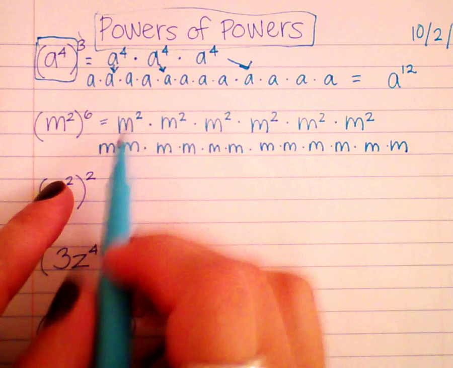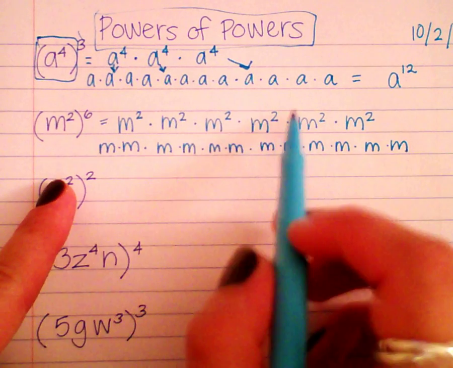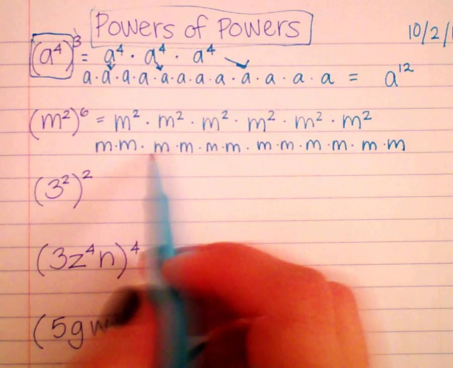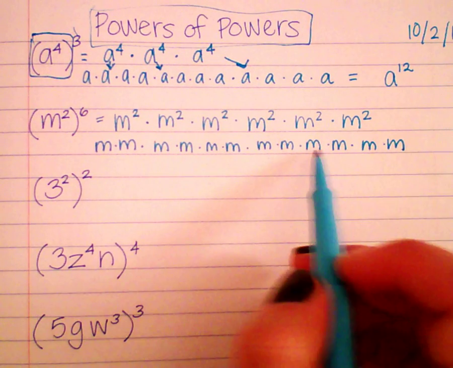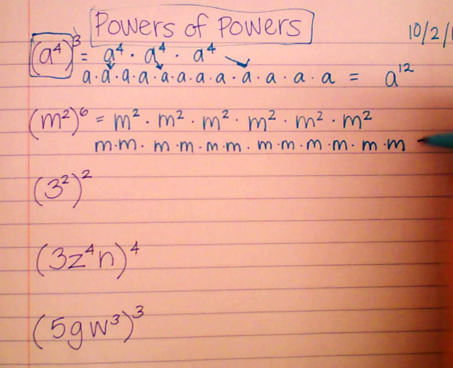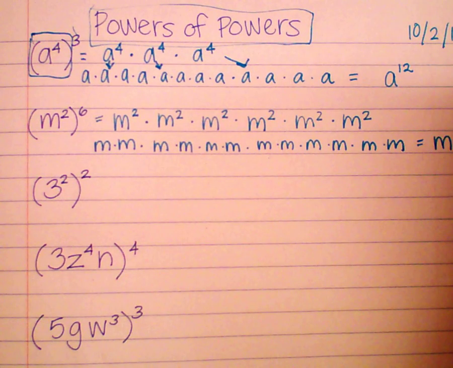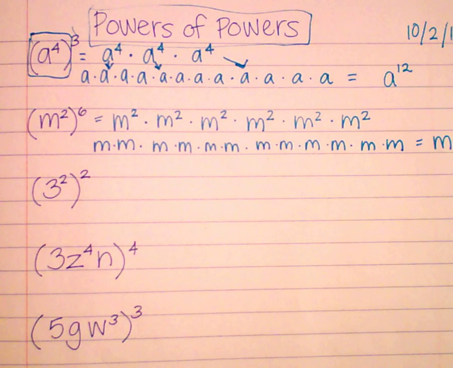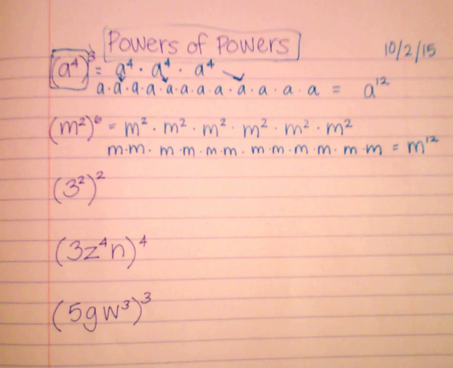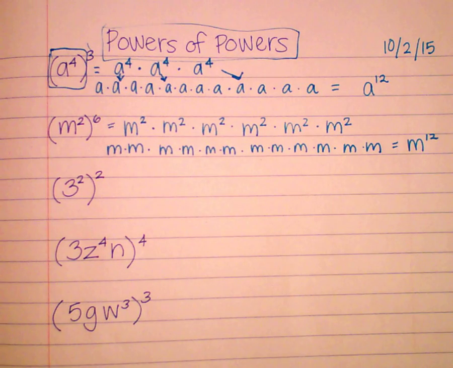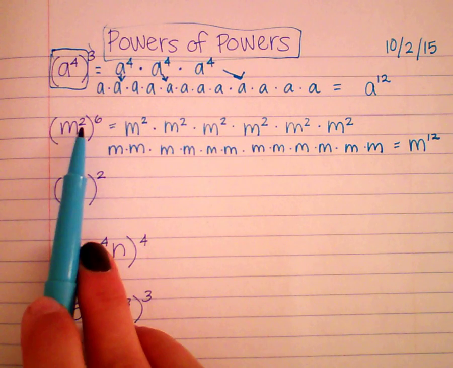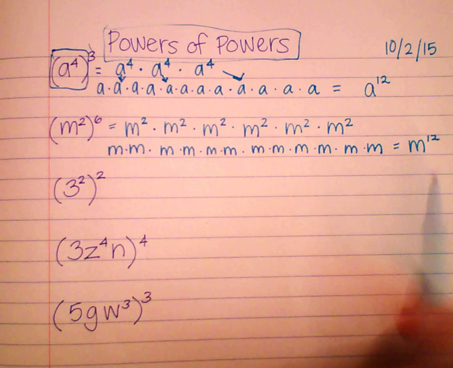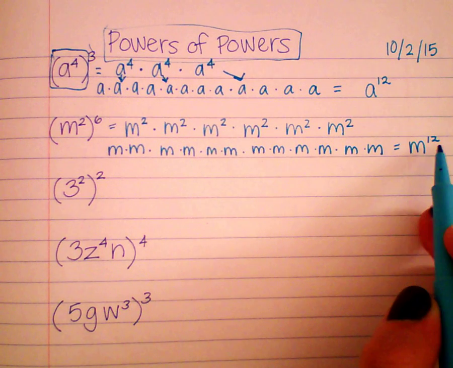Okay, so 1, 2, 3, 4, 5, 6. Okay. 1, 2, 3, 4, 5, 6, 7, 8, 9, 10, 11, 12 M's. M to the 12th power. Whoops, sorry, you can't see that. There we go. So again, we had m squared all to the 6th power, and we ended up with m to the 12th power.